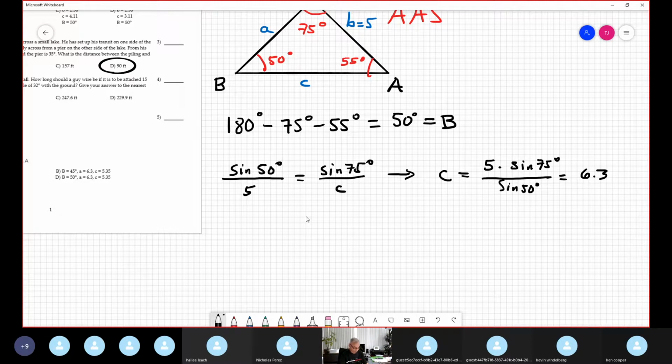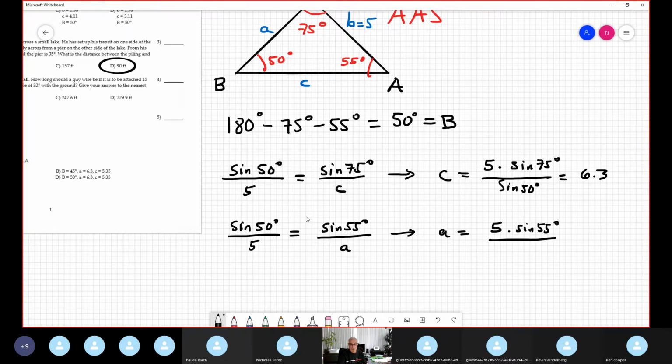Likewise, sine 50 degrees divided by 5. I'm using the same one, but you can use a different one, of course. Sine 55 degrees divided by A, which is the opposite of the 55. Now A alone is equal to 5 times sine 55 degrees divided by sine 50 degrees. And the answer is 5.35.